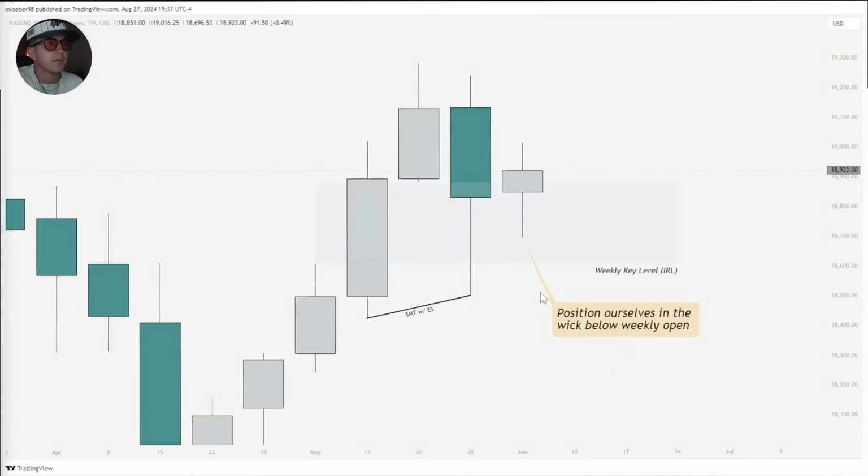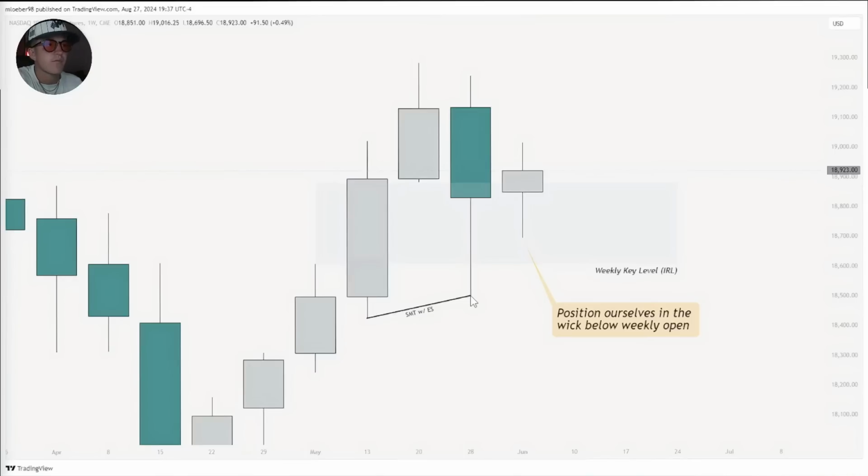And you want to be positioning yourself in the wick below weekly open here, and below weekly open here. And if you see as well, we have a tag of a weekly internal range liquidity pool, which is that key level, and we created SMT divergence inside of that key level. So based off of my checklist that I've given out before, we need two things to happen: internal range liquidity pool tag and SMT divergence. And we're adding on to buying below weekly open if we are bullish for a weekly bias.